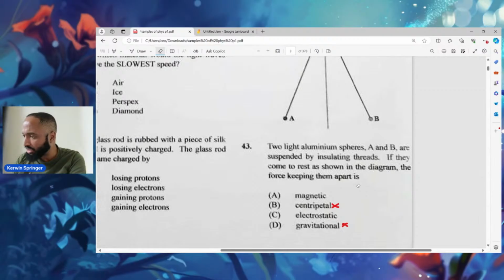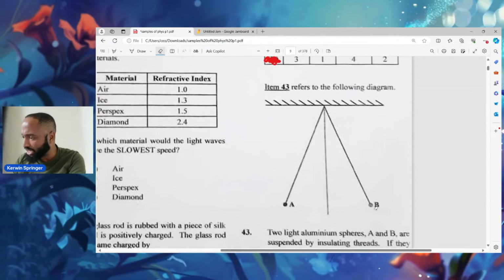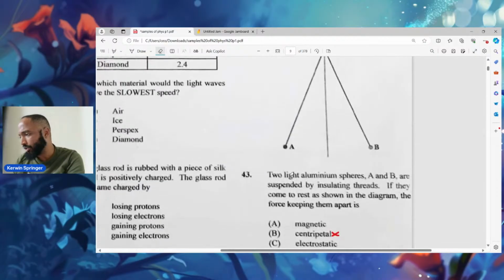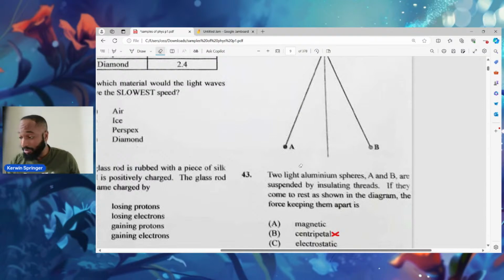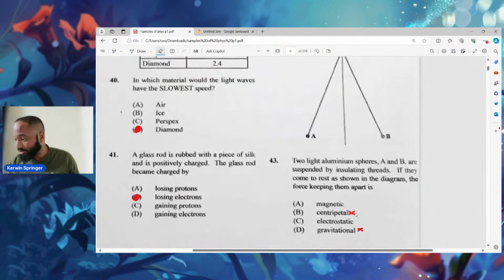Could it be electrostatic? Two light aluminum spheres, and I charge them up. If both of them are negatively charged, they stay away. You know what? I might go with electrostatic. Let's see what my brethren think. Because electrostatic could definitely work. Like if this had a negative charge and this had a negative charge, they will stay away from each other.